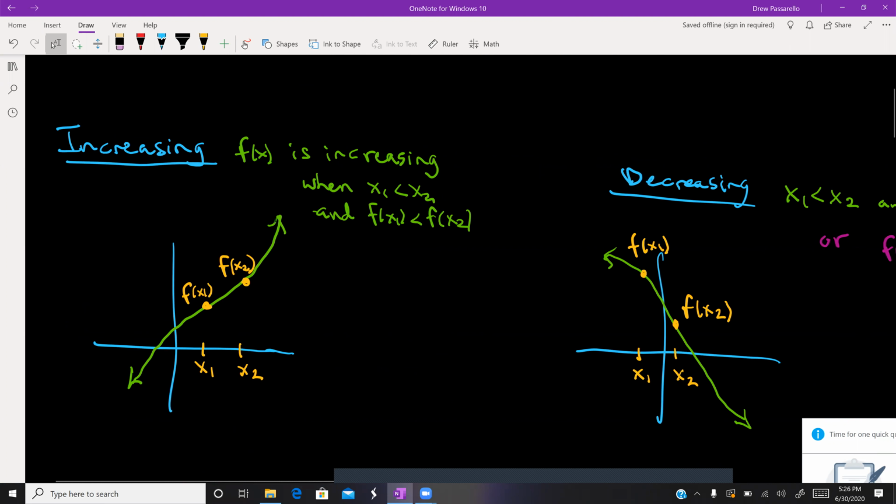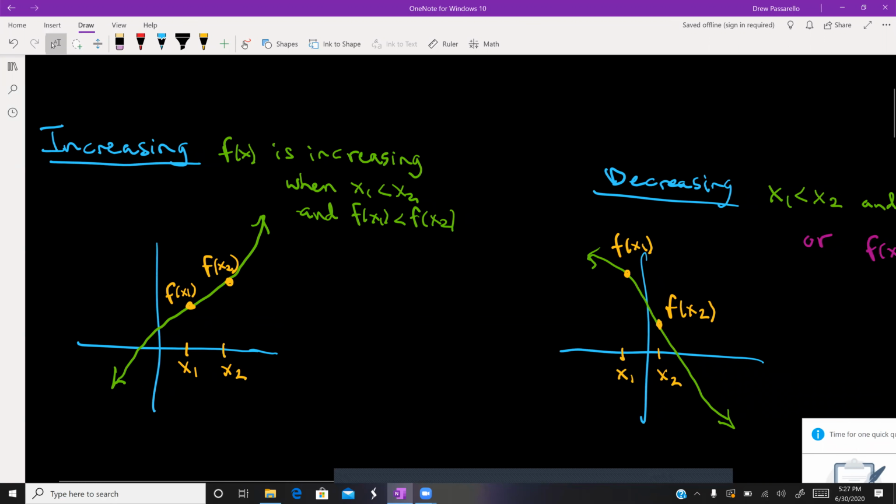Here's this green curve. It's an increasing function, meaning it's going up. You're supposed to read these graphs from left to right. So if I read this from left to right, it's going up. Another way of saying that: f of x is increasing when x1 is less than x2. So x1 is the left value, x2 is the right value, and f of x1 is less than f of x2. So the y-coordinate for the first point is less than the y-coordinate for the second point. And that occurs for every point on this graph.